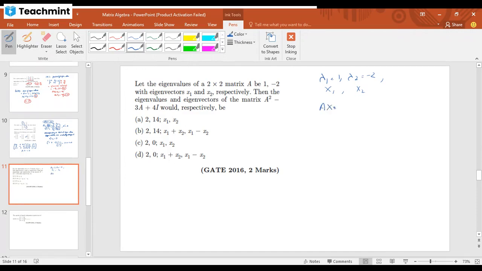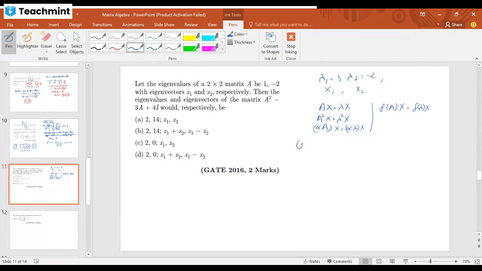We know that if Ax is equal to lambda x, then A square x is equal to lambda square x, and alpha times Ax is equal to alpha times lambda x. Or simply we can say that if f of A is any polynomial in A, then f of A times x is equal to f of lambda times x. Hope you have heard about the Cayley-Hamilton theorem, which states that every square matrix satisfies its own characteristic equation. So we can directly use this particular result also.